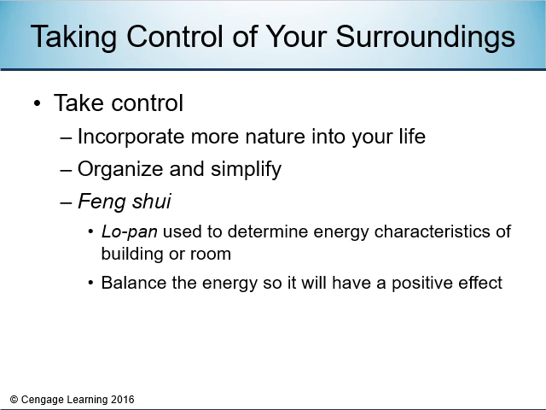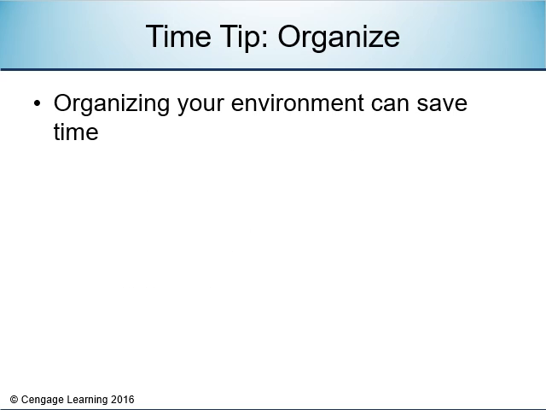Here we go. Practitioners of feng shui use a special compass, not a person, called a lo pan to determine the energy characteristics of a building or room. So that's used to determine those energy characteristics, and then they also use some tools to balance the energy so it will have a positive effect. I've never really done much with feng shui. You've heard of it before, probably in jest, someone joking about it, but it is a practice that is used to help control your surroundings and create better energy in your space so that it has a better, more positive effect on you and your resulting emotions. And we also know organizing an event, your environment, can save time.